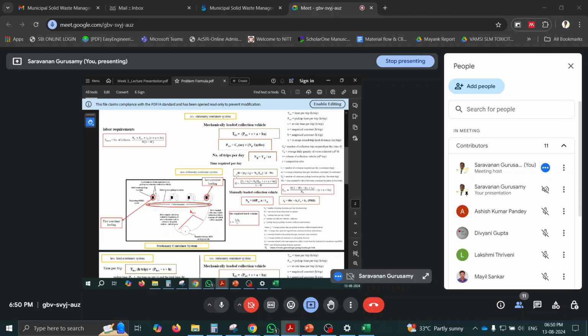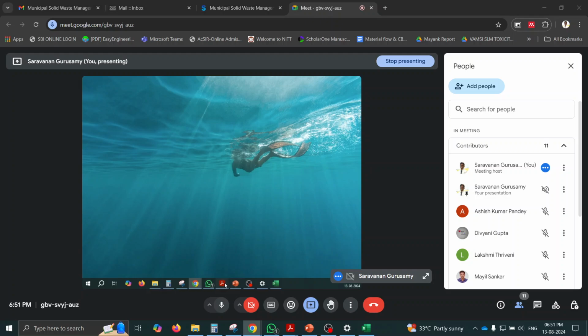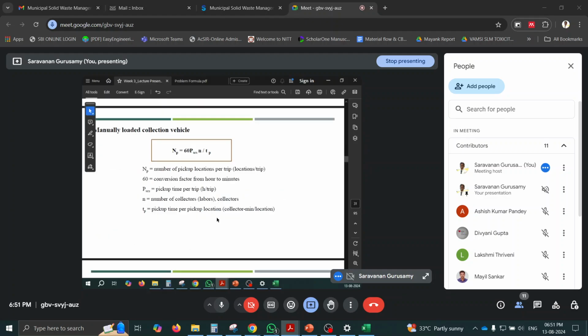Okay, and then time required per day is total time, between this T1 plus T2, and then number of trips into time per trip, then by 1 minus W will be the off route time. So if you divide everything, then you will get the time required per day. Here you can substitute TSCS with this formula, then you are getting this value. Hope you got it.